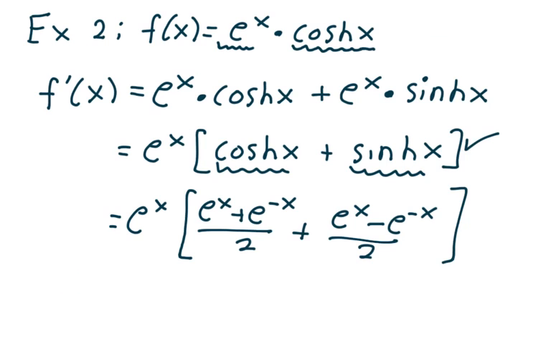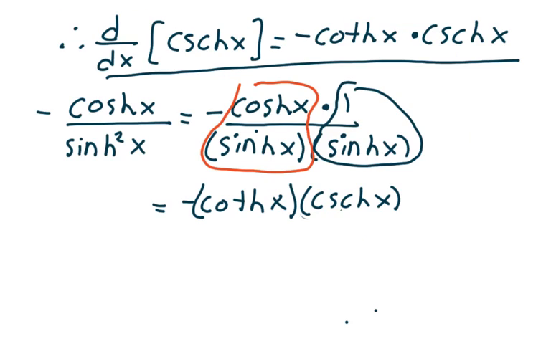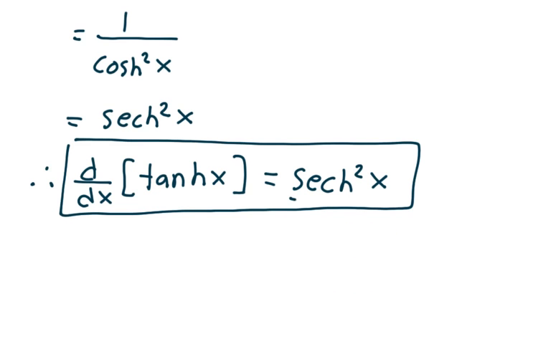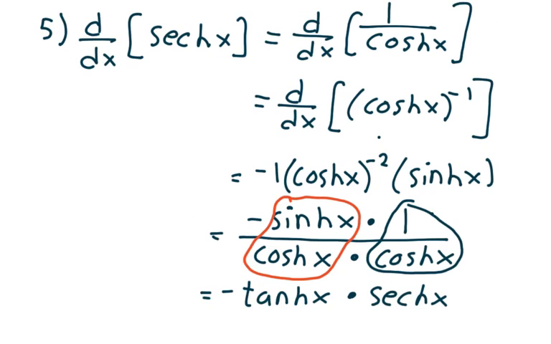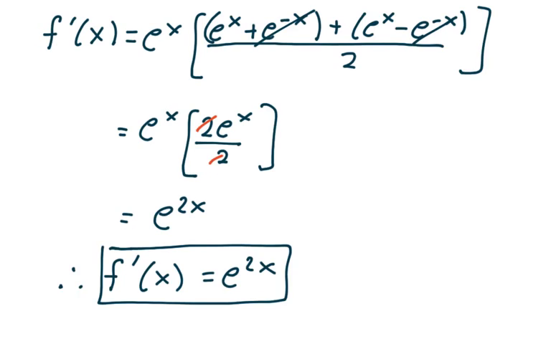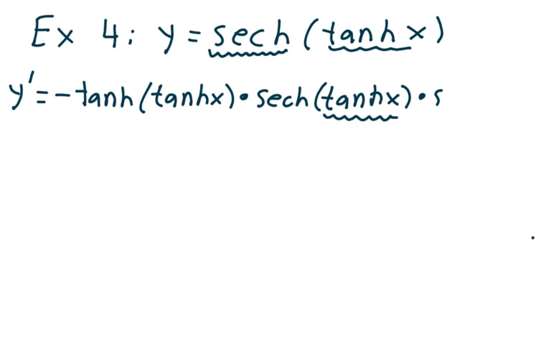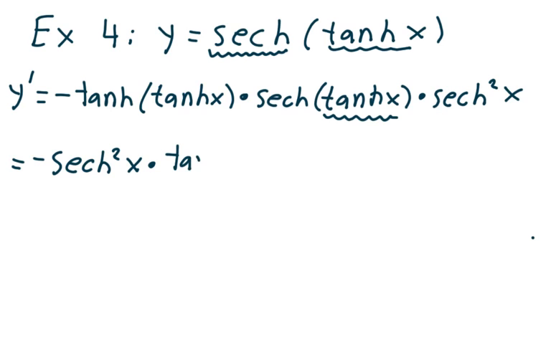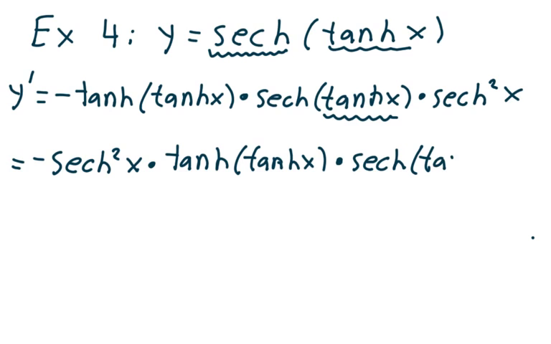So let's go back. We need the derivative of hyperbolic tangent x. Well, it looks like it's hyperbolic secant squared x. So I'm going to write negative hyperbolic secant squared x times hyperbolic tangent of hyperbolic tangent x. Oh, not tangent. There should be an h in there. Times hyperbolic secant of hyperbolic tangent x.